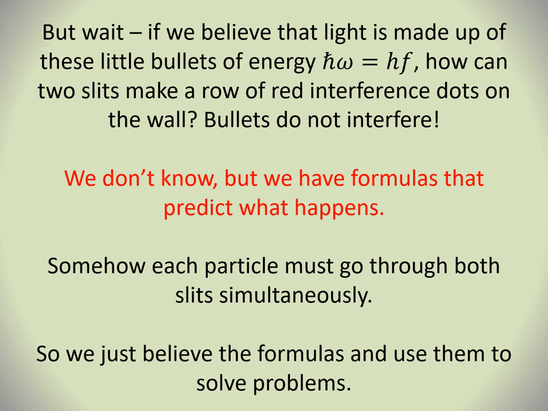Somehow, each particle must go through both slits simultaneously, because the interference pattern builds up whether we send the photons through many at a time or one at a time. And after decades of debating this question and trying to find a mental picture that really makes sense, we've given up and we just believe the formulas and use them to solve problems. Quantum mechanics is just plain weird.